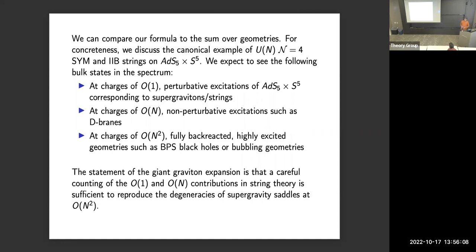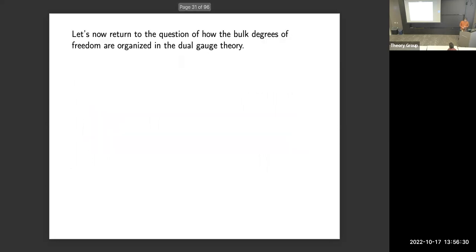The statement of the giant graviton expansion implies that a careful counting of the order 1 and order n contributions in string theory only is sufficient to reproduce the degeneracy of supergravity saddles at order n squared. Is this some kind of AdS5 version of the fairy tale expansion? Well, here we're not summing over geometries, but instead over different numbers of branes. But that was some sort of result that said that only looking at the polar terms in the elliptic genus, you could infer the rest of the elliptic genus, just looking at its behavior at levels less than of order the central charge. So this sounds like a very similar statement.